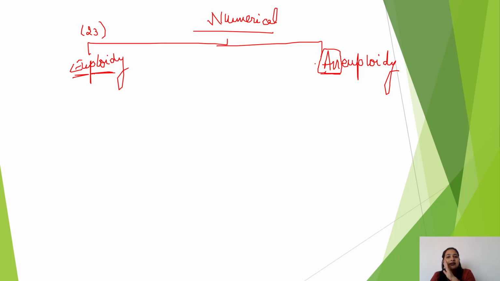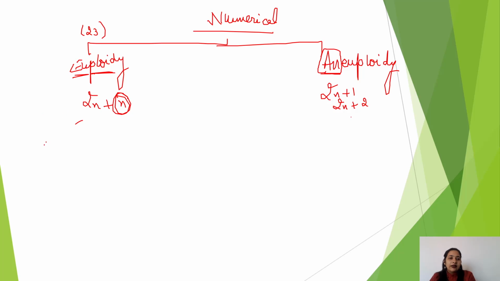N means euploidy is absent. That means 2n plus 1, 2n plus 2, only 1 or 2 chromosomes are extra. Not a complete set, only 1 or 2 chromosomes. In euploidy, 2n plus n. I hope you are seeing the difference. N, complete set, and only 1, 2, 3 chromosomes extra. So it can be monoploidy or polyploidy: monoploidy, triploidy, tetraploidy.